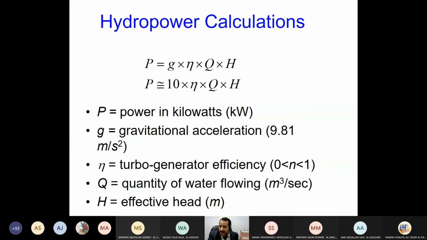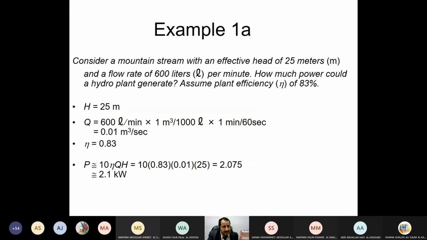Now, the formula we use to calculate the power of the hydro plant is: gravity g, 9.8 something, which we approximate to 10, times the efficiency of the system, times head and water flow. We multiply them and we come up with the power generated. Let's take this formula in an example.